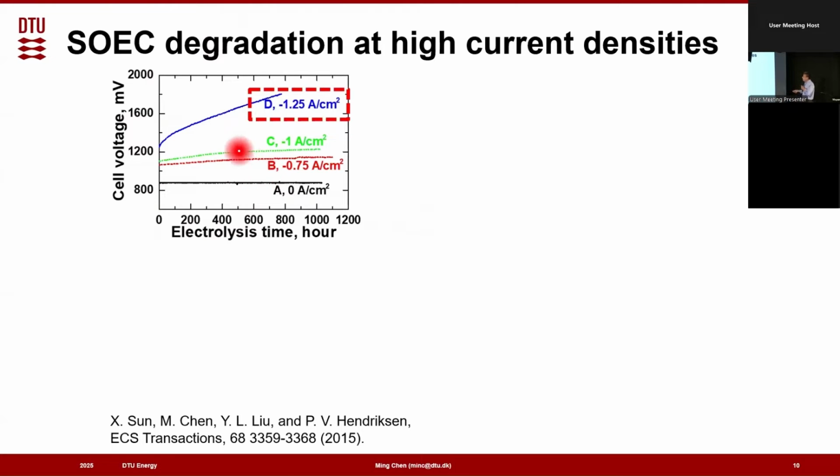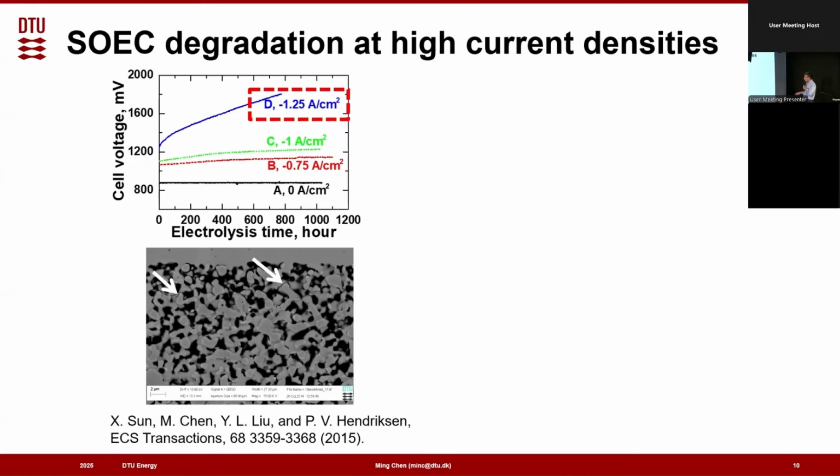Of course, we prefer a higher current density, so we can produce a lot more hydrogen in a fixed time, but the cell voltage increases very fast. You can see it reaches 1.8 volts in less than 1,000 hours. We are targeting a lifetime of 5 years, so this is too much. And we try to understand what happens and why it happens. And we look at the microstructure.